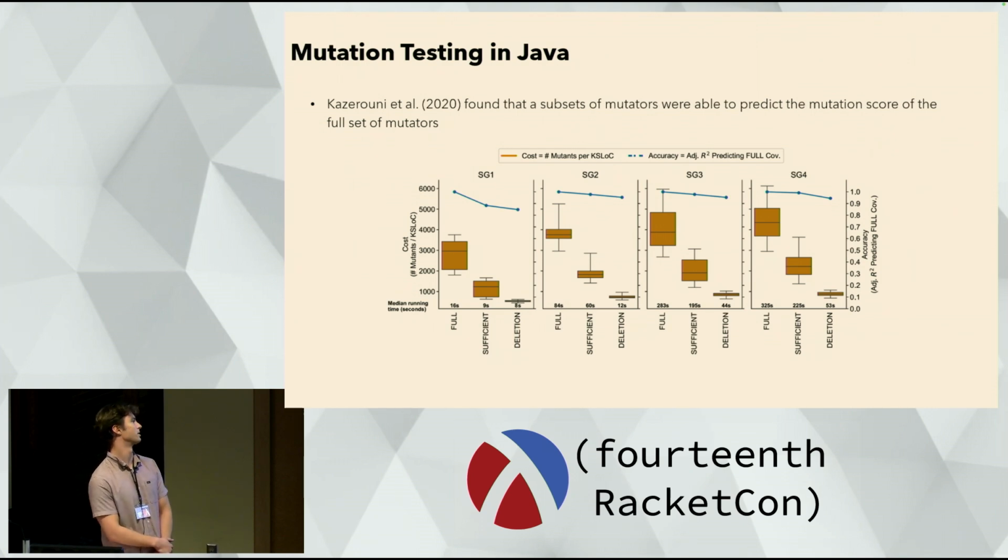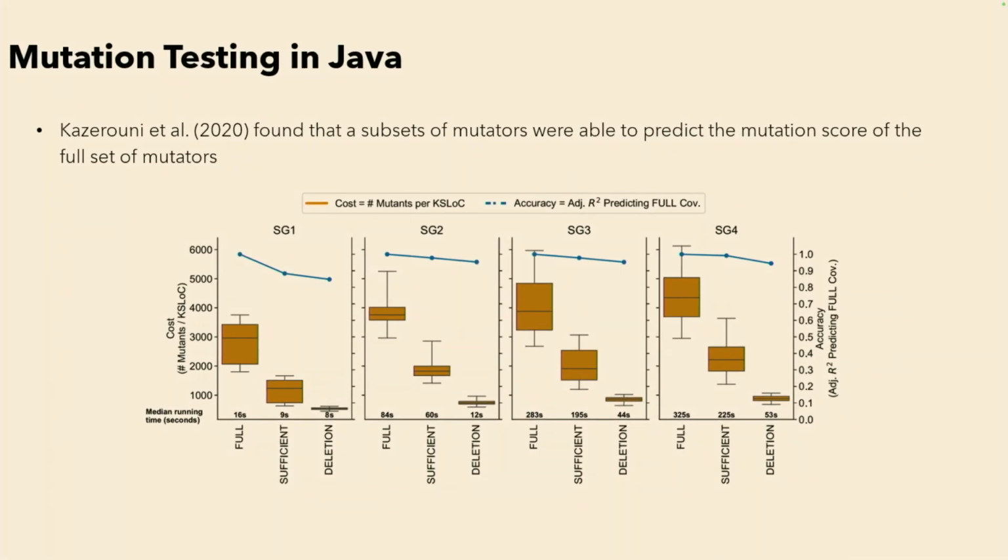And what I mean by that is basically you use all the mutators you can, you get a mutation score for some program, and then you choose a subset of the mutators and you run it on the same program, and those two mutation scores are generally pretty highly correlated. So you can predict what mutation score you'd get from the full set while not really running all of the mutators.